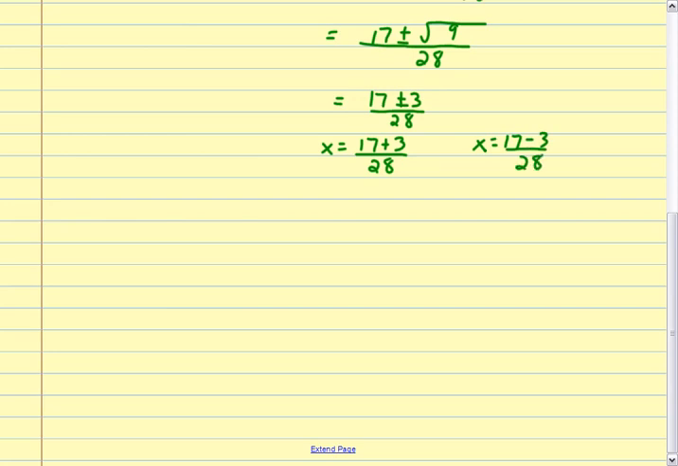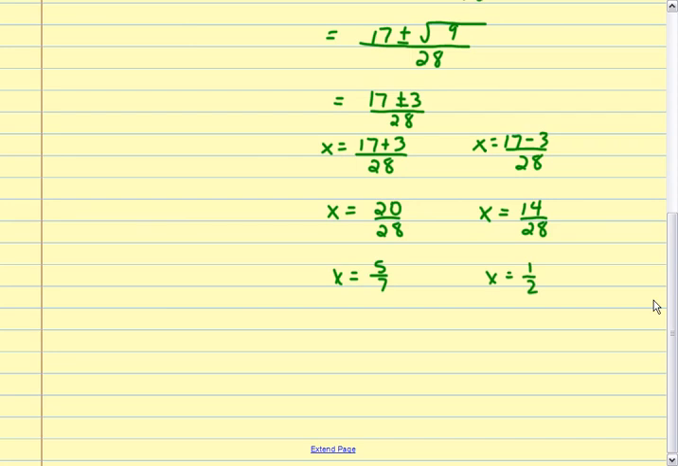All right, well, let's see what this simplifies to. X is going to equal 20 over 28. We'll reduce that in a moment. X is equal to 14 over 28. All right? Now, let's see. We need to reduce this. X is equal to, 4 goes into both of them, 5 over 7, and X is equal to 1/2.